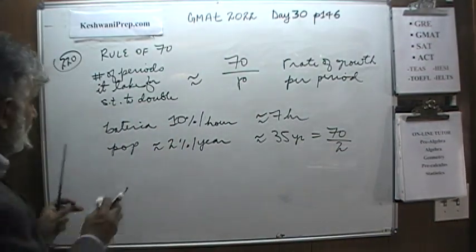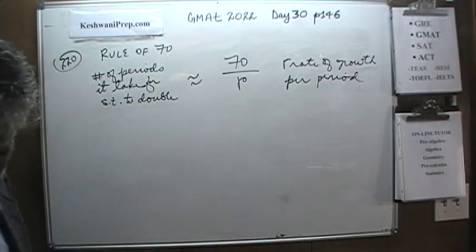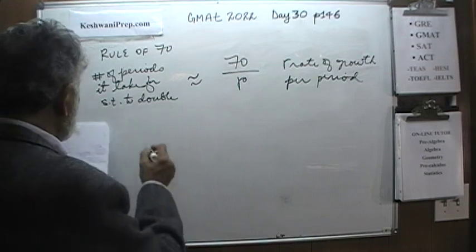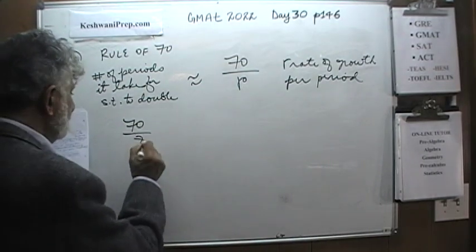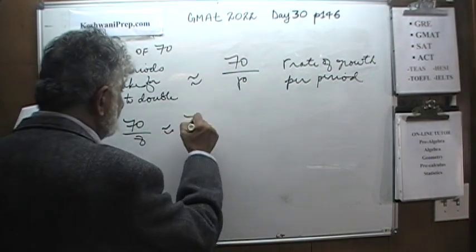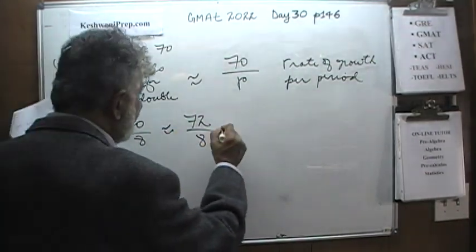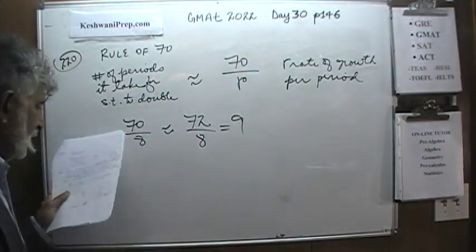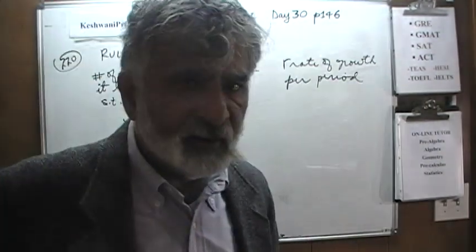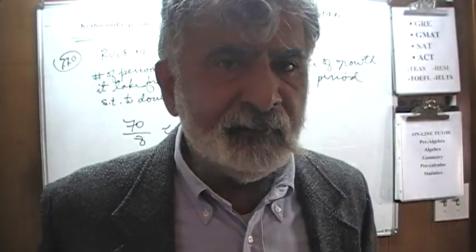Oh, we still haven't gotten to it. So here we have an investment. I thought I was done with my sermon. So here we have an investment. We are told that it is growing at 8% per year, which is 72 divided by 8. If you approximate, 72 divided by 8 is 9, which means that your investment will double every 9 years.